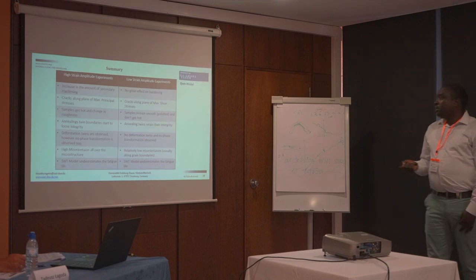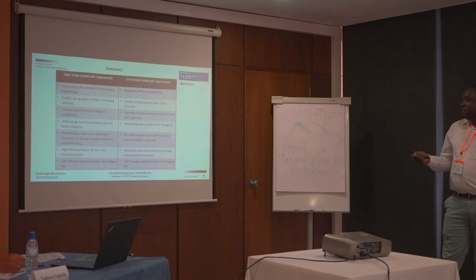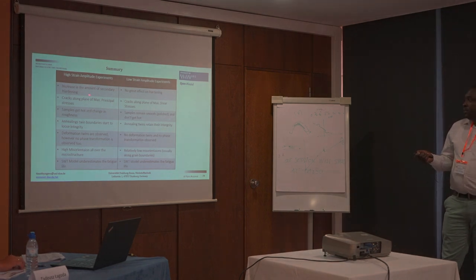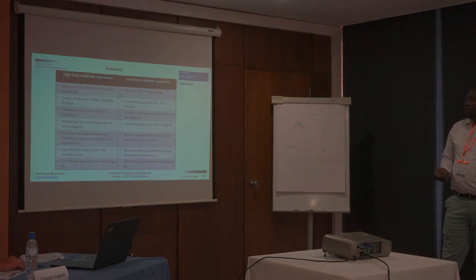stress state. So this is a summary of all that I've talked about. For the high strain amplitudes, there is an increase in the amount of secondary hardening. The cracks are along planes of maximum principal stress. The samples get hot and change in roughness. The annealing twins start to lose integrity. The deformation twins are observed and there's no phase transformation. There's a high misorientation all over the microstructure.